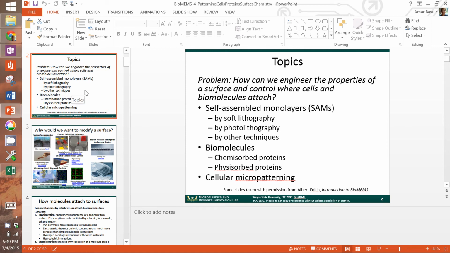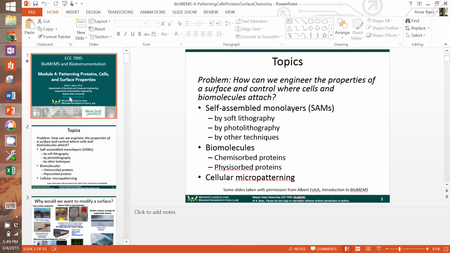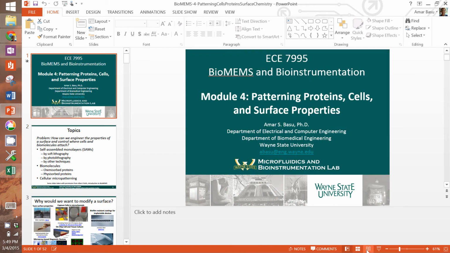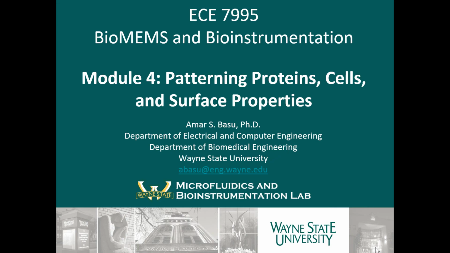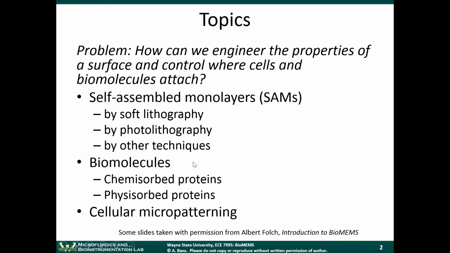So we were talking about methods of patterning cells, proteins, and surface properties. And last class we covered self-assembled monolayers. Today we're going to talk about biomolecules and how you pattern biomolecules and how you pattern cells on substrates. So this would be relevant to your project, surely.